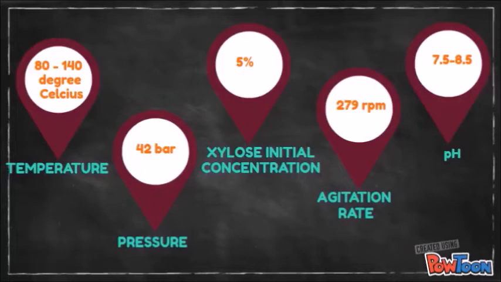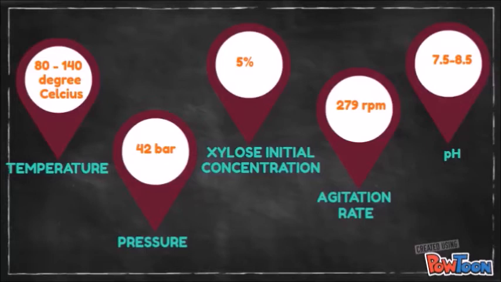They actually have the range, but I just conclude the optimum pressure is about 42 bar. And then for the xylose initial concentration, they obtained that only 5% of the xylose initial concentration can be used to get the maximum production of xylitol. And then for the agitation rate, the optimal value is about 279 rotations per minute, and the last one, which is pH, is about 7.5 to 8.5 in range.